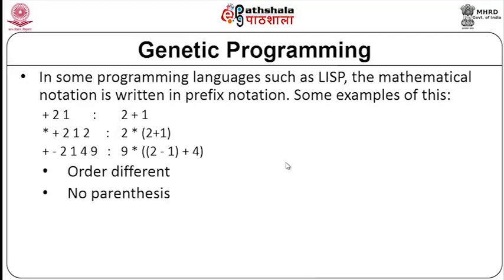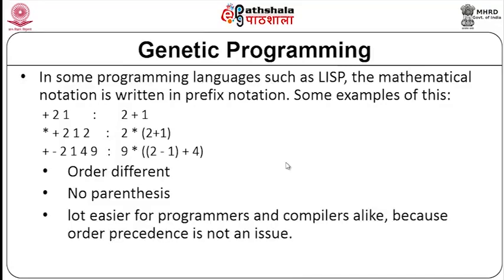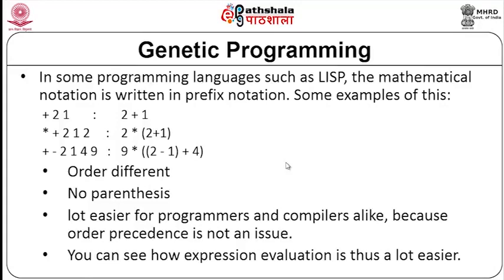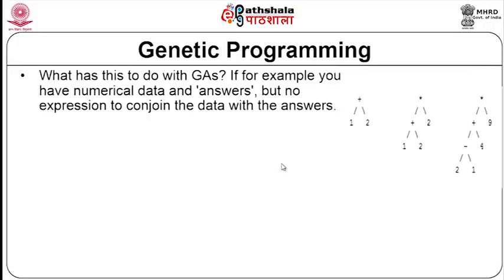So, the order in which the operators and operands come is different, and there is no parenthesis because the precedence of the operators and the brackets are already considered. So, it is a lot easier for programmers and compilers alike because order precedence is already taken care of and it is not an issue at all. So, you can see how expression evaluation has become a lot easier. Now, why are we suddenly talking about this? In genetic programming, that is an expression tree.